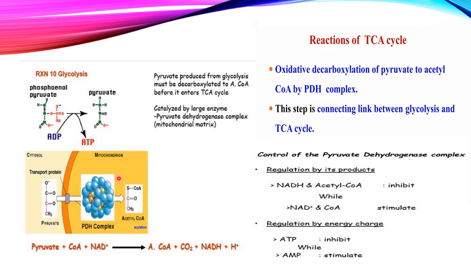Therefore, this is one of the on and off mechanisms of the TCA cycle, where NADH, acetyl CoA and ATP, that is nothing but our energy rich state, inhibit the PDH complex, and NAD plus, CoA and AMP stimulate or trigger the on of the TCA cycle.